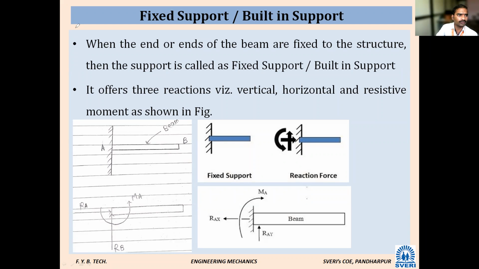Okay, better, you will understand it mentally. This is HA. HA means horizontal. So this is vertical. What do we take for vertical? VA. Vertical is VA. And for moment you have to take MA. A means at joint A. HA means horizontal reaction at A. VA means vertical reaction at A. MA means moment at A.